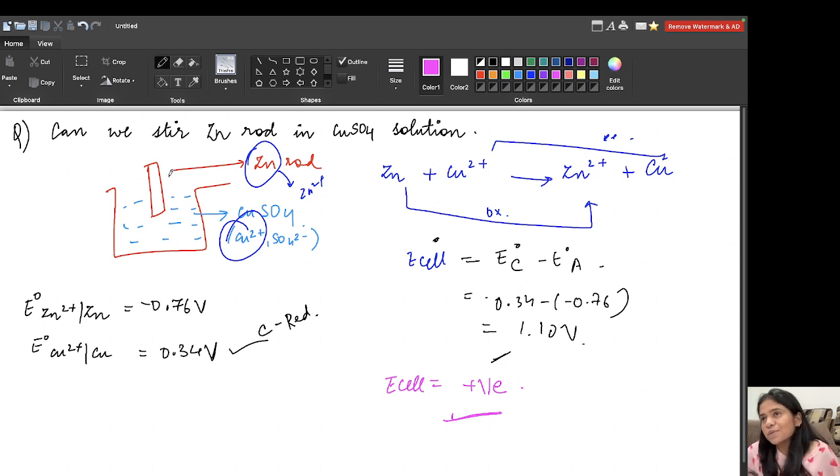Okay. So with this, we complete the feasibility of the reaction topic. And now you know how to find the E naught of the cell. You know how to check the feasibility of the reaction. Everything we know. So in the next video we'll be checking the Nernst equation and a quick revision of all the topics which we have studied till now.